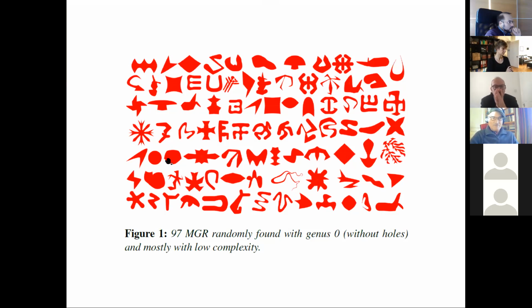So these are the 97. Then I lost patience because there were many repetitions. This is what you get with the first 97 shapes with genus 0 and not too complex. And indeed, at least for the simple shapes, you somehow retrieve classic shapes, shapes you might recognize. Of course, the simplest one has circles, but many could be used as logos and so on. This is what we saw when selecting the simplest ones.